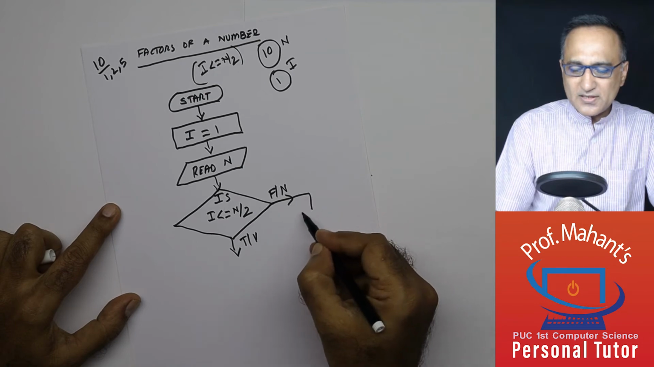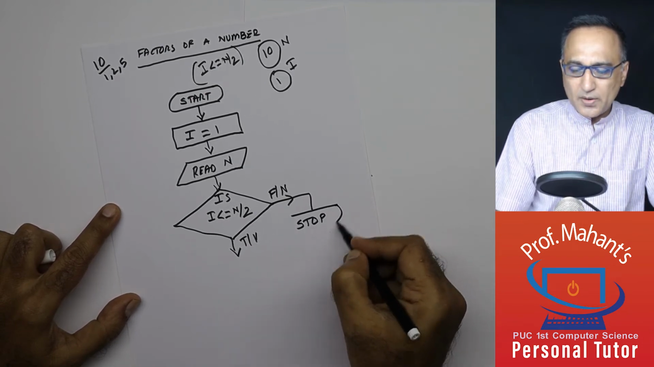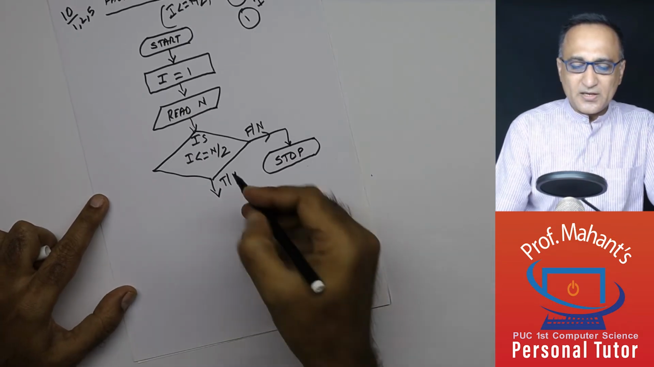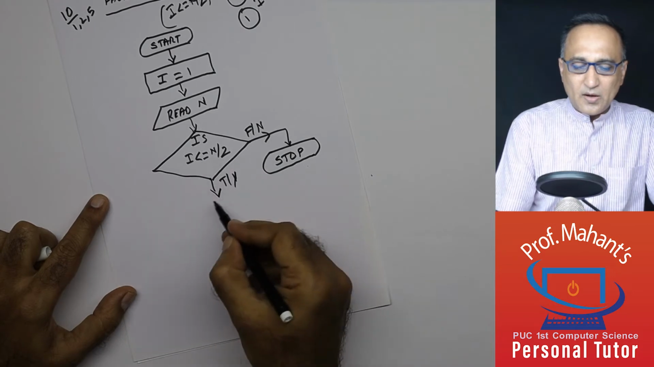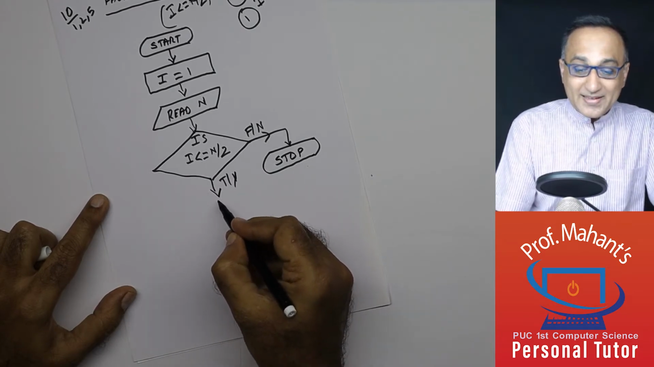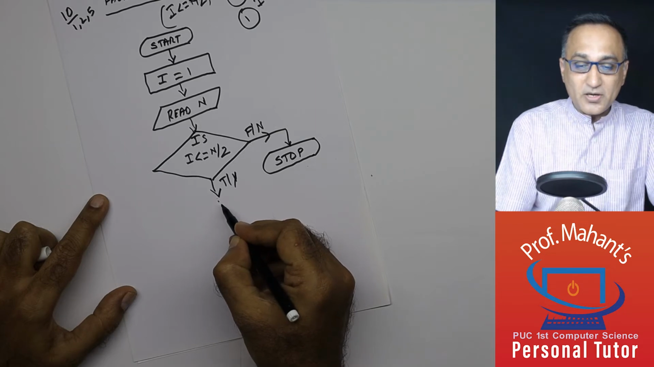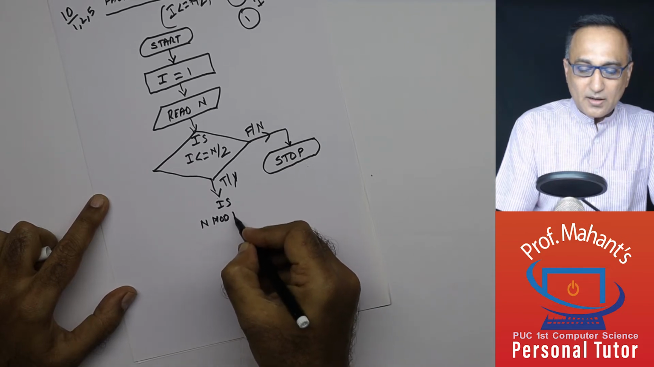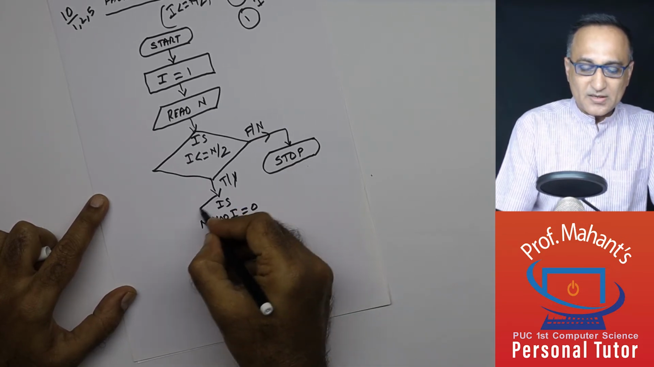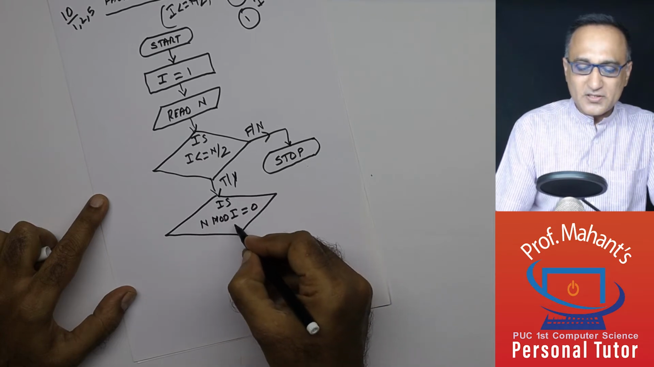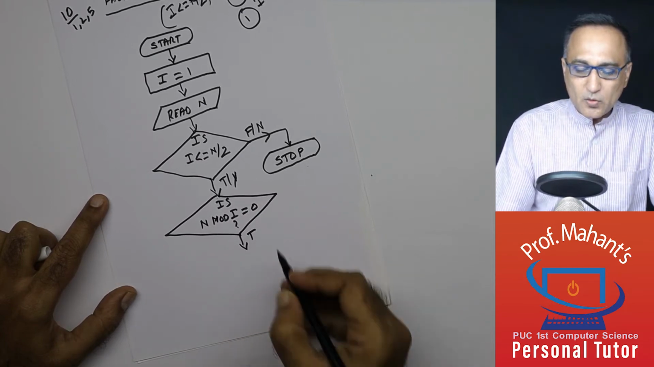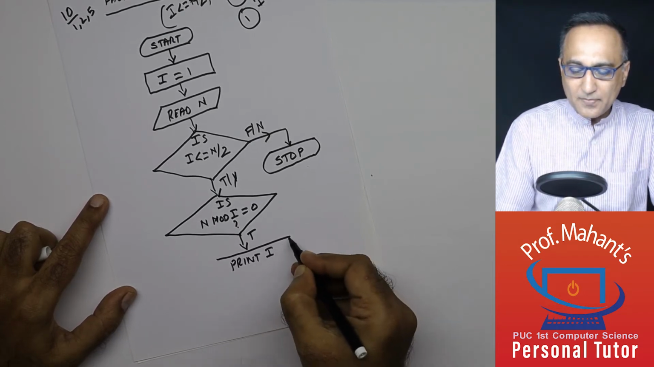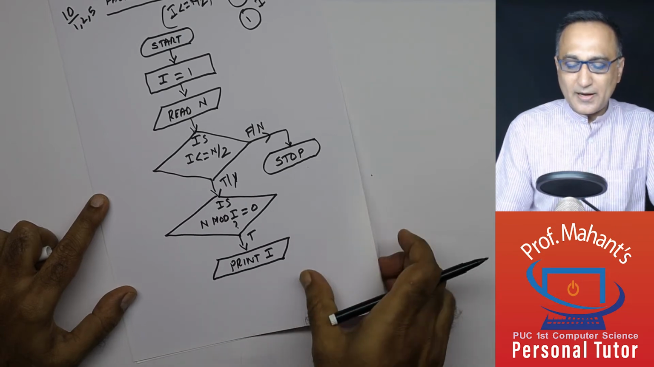If it is false, then all that I am going to do is stop dividing, because I have found all the factors. Now let's see what we do here. If it is true, or yes, what I am going to do here is another decision box. What I am doing in this decision box is n mod i equal to 0. This can be true or this can be false. If it is true, what am I doing? I am printing the value of i.